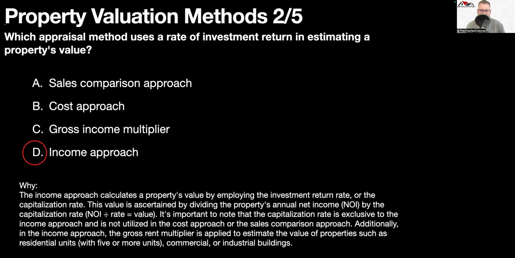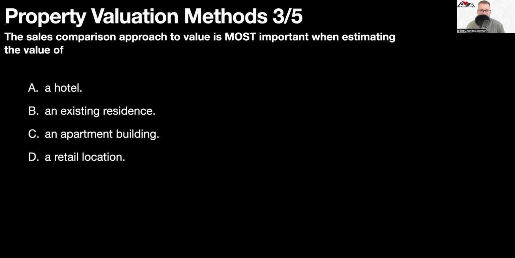It's important to note that the capitalization rate is exclusive to the income approach and is not utilized in the cost approach or the sales comparison approach. Additionally, in the income approach, the gross rent multiplier is applied to estimate the value of properties such as residential units with 5 or more units, commercial or industrial buildings.